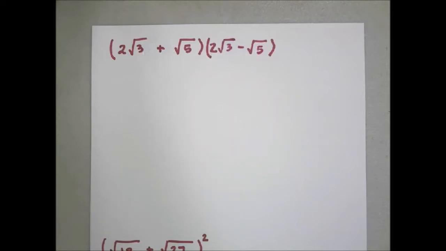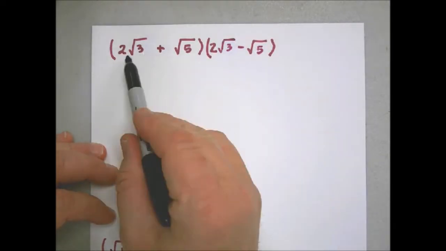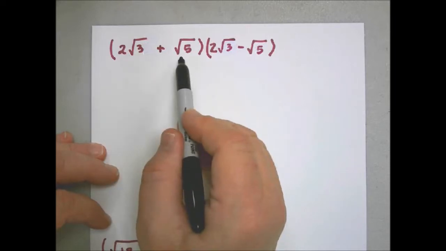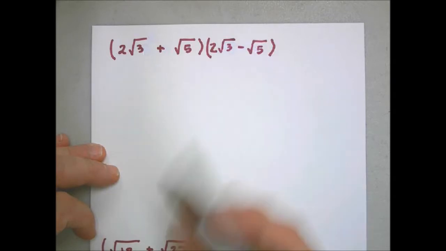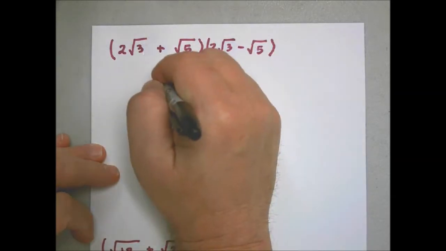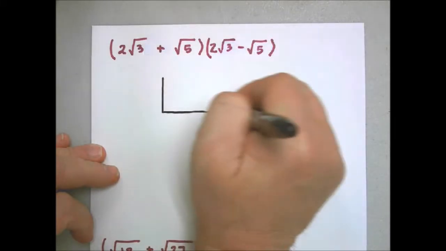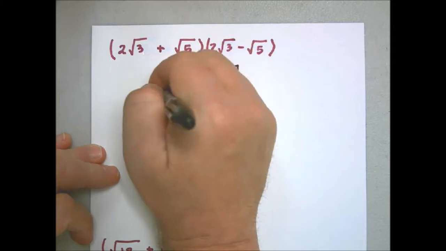This next example looks like it's increased in difficulty level because it looks uglier, but actually it's a little easier than the previous one because if you notice, this is a difference of perfect squares. This is 2 root 3 plus root 5. This is 2 root 3 minus root 5. So again, if we remember what happens when we multiply differences of perfect squares, the problem actually cleans up a little bit because certain things go away and they cancel each other.